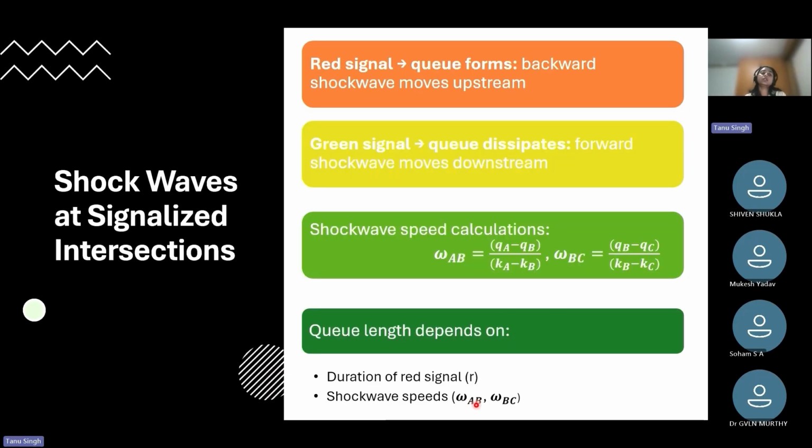So we have already discussed the shock wave at a signalized intersection under red. At a red signal, the queue forms, a backward shock wave moving upstream. When it turns green, the queue dissipates, the shock wave moves forward downstream. These are the different formulas used to find the shock wave speed, as we have already discussed. And the queue length depends upon the red time and the shock wave speed. Queue length is equal to red time times the shock wave speed.